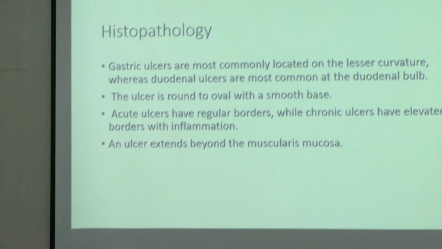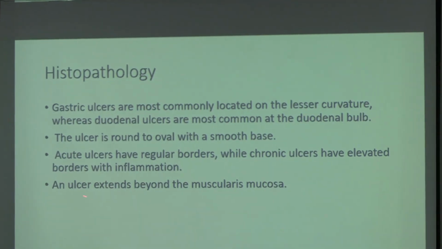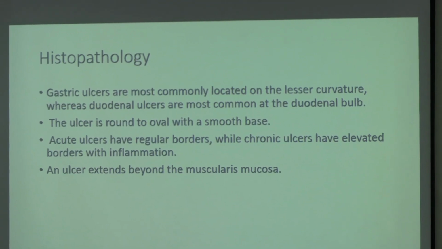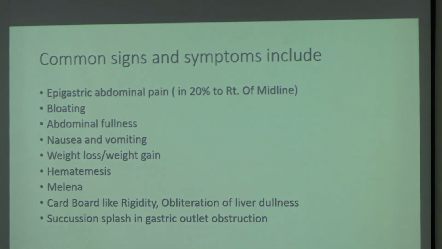Histopathology: an ulcer extends beyond the muscularis mucosa. Remember this. Common signs and symptoms, the most important part of the early clinical features: epigastric abdominal pain. And 20% of the patients may have pain on the right side of the abdomen.